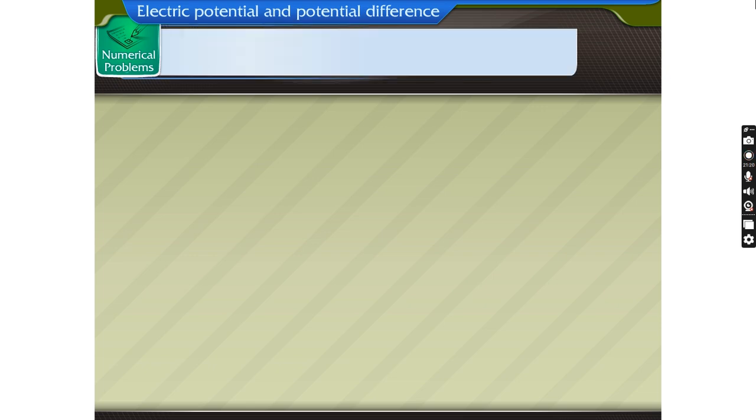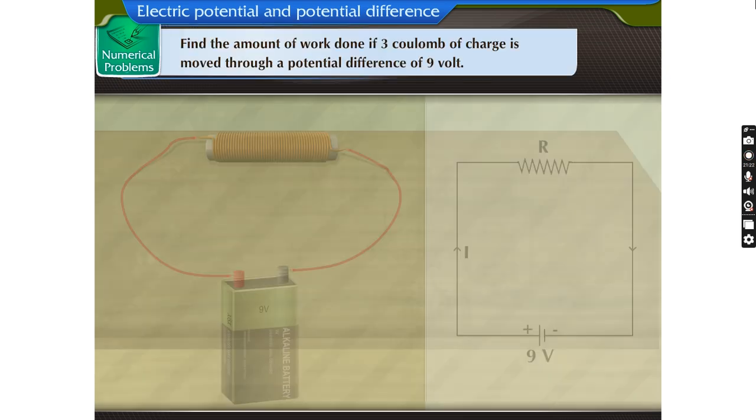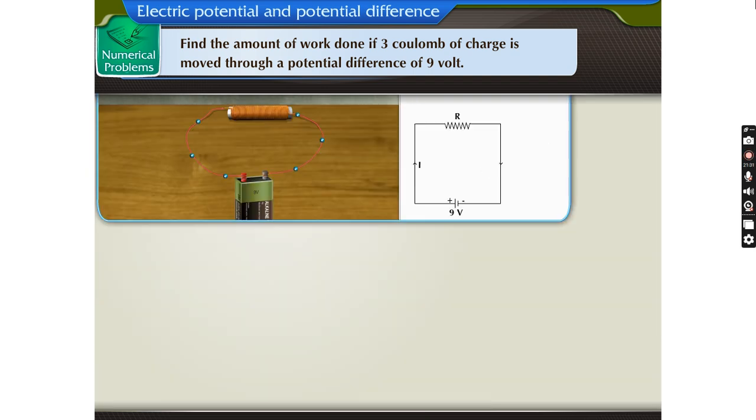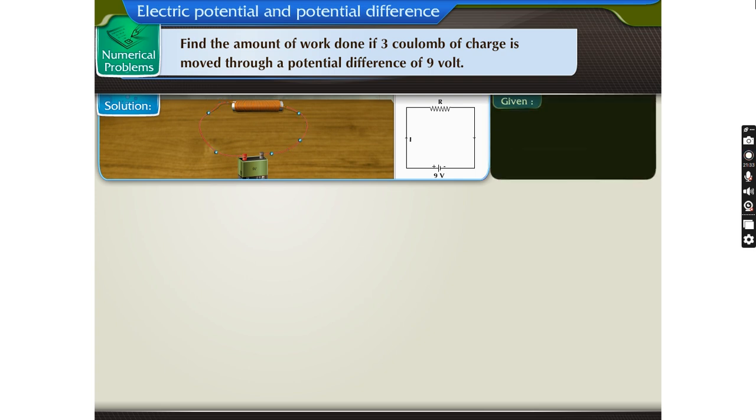Numerical problem. Find the amount of work done if 3 coulomb of charge is moved through a potential difference of 9 volt. Solution. Let us first write the given data. Charge Q is equal to 3 coulomb. Potential difference PD equal to 9 volt.